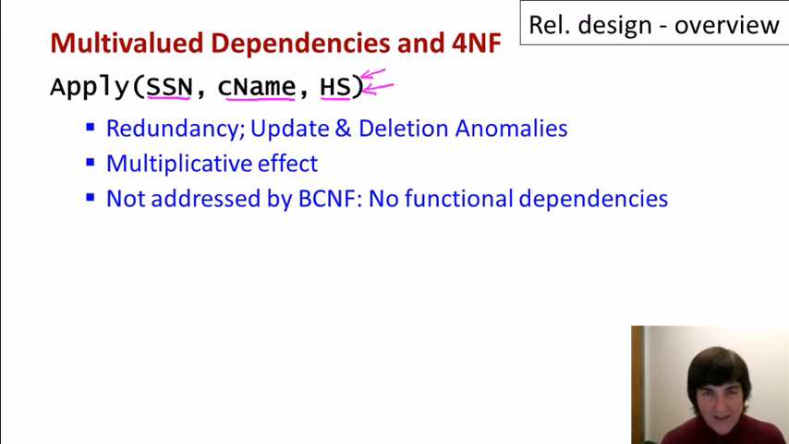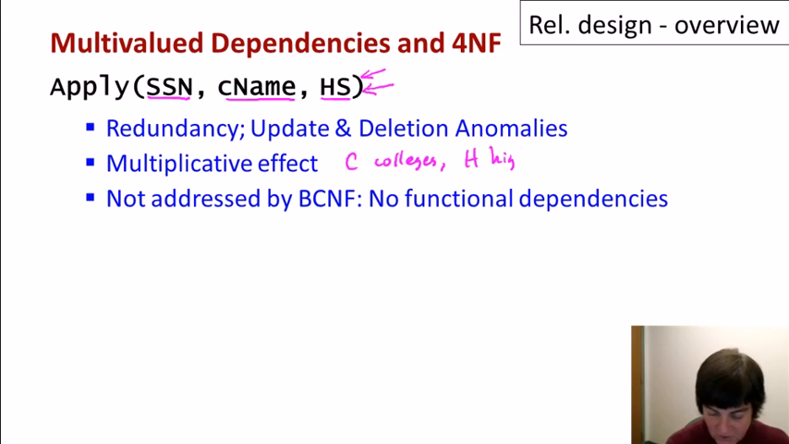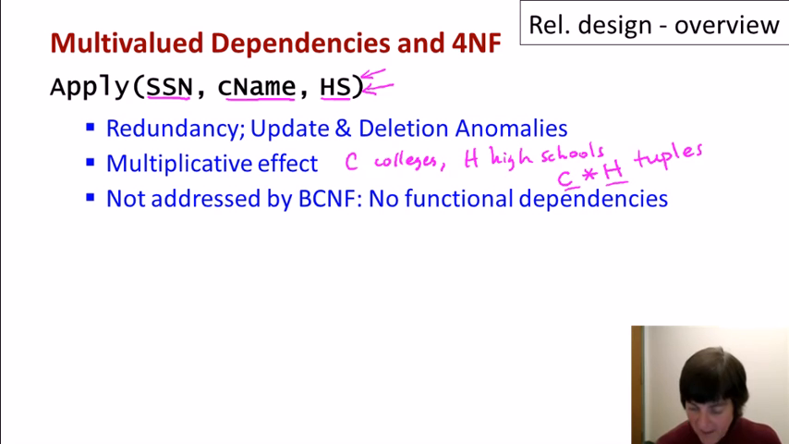In addition, we get a kind of multiplicative effect here, because let's say a student applies to C colleges and they went to H high schools. I know students don't go to a lot of high schools, but let's suppose this is one who moved a lot. In that case, we're going to have C times H tuples. What we'd really like to have is something more on the order of C plus H, because then we'd be capturing each piece of information just once.